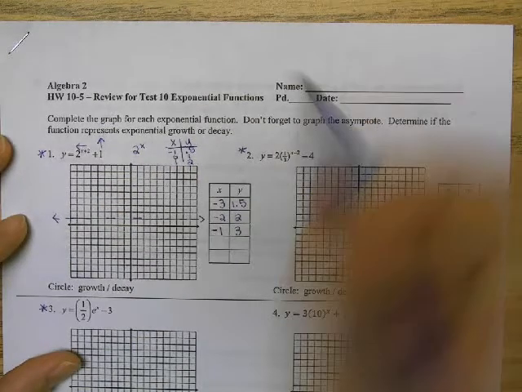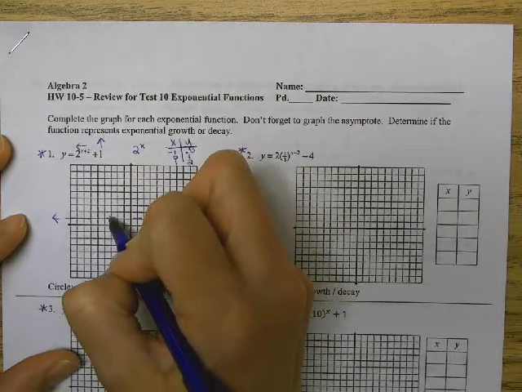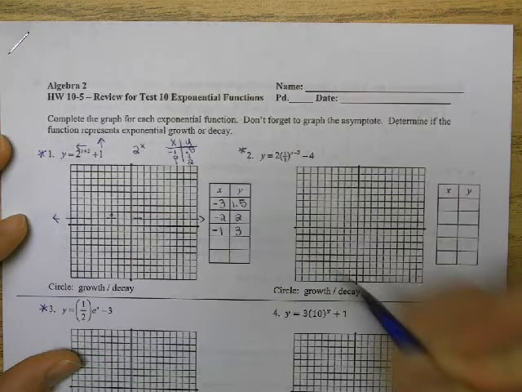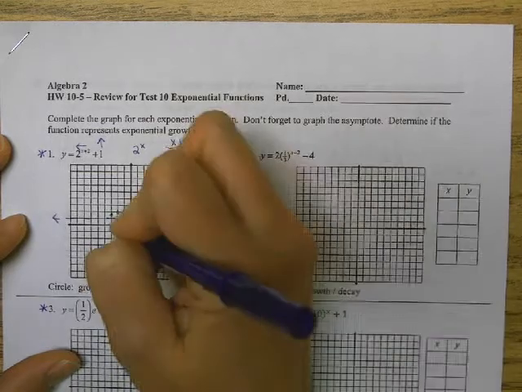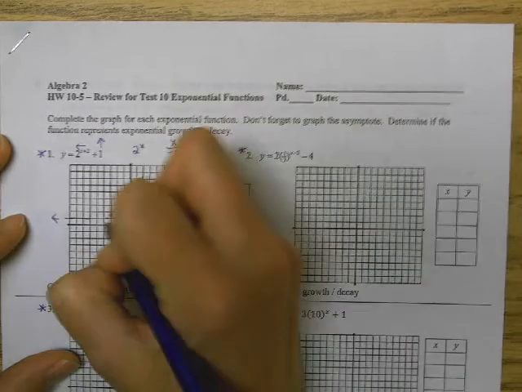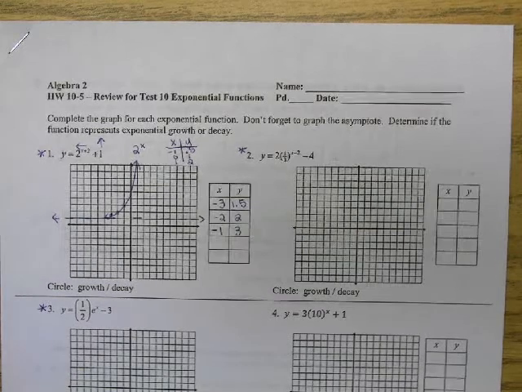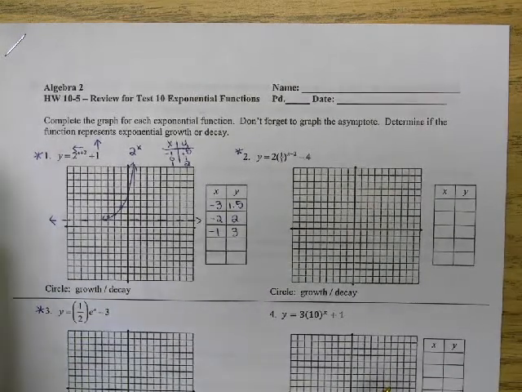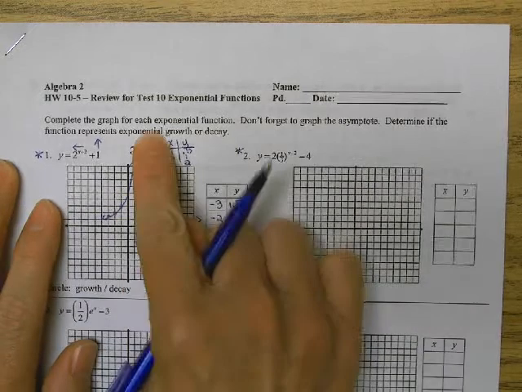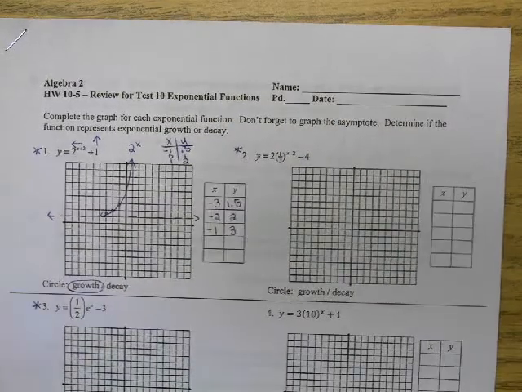Now I'm going to plot the points that I was given. So -3, 1.5, -2, 2, and -1, 3. So there is my graph. If I want to determine if this is growth or decay, I read my graph from left to right. If it is moving away from my asymptote, it is growth. Okay?